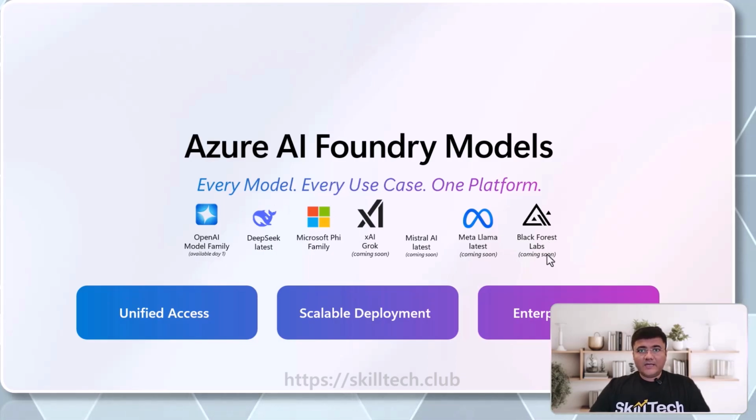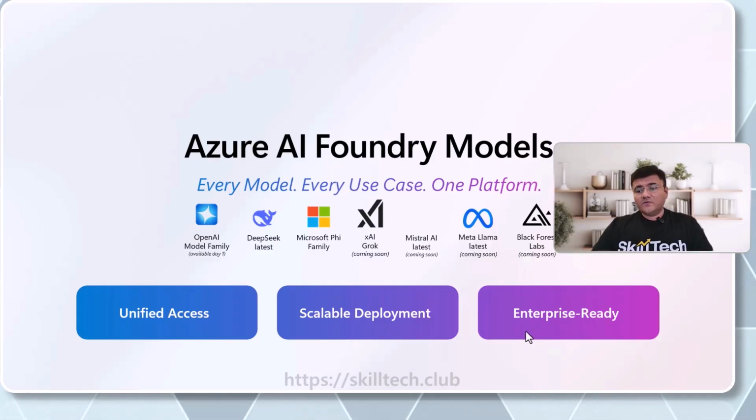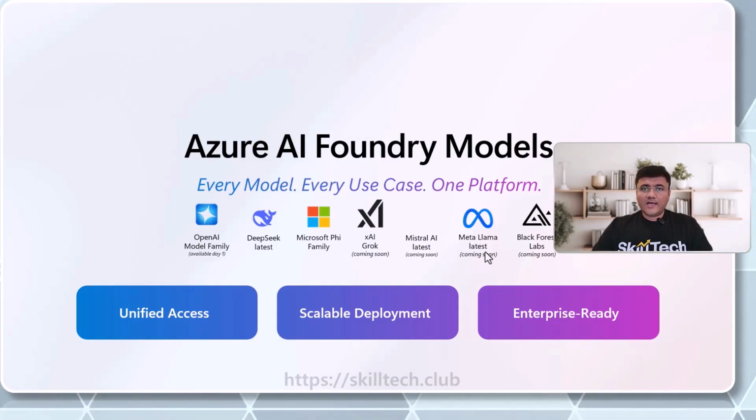And for all these 11,000 plus models which are as of now available, you are going to get unified access. You can associate it with your enterprise ID or Microsoft Entra ID. You're going to get scalable deployment where you can control what kind of limit you want to specify for a particular model so that you can control the costing associated with that. And it's driven by enterprise-level security. Whatever you do inside that is all going to be enterprise ready. That's the biggest plus point of Azure AI Foundry models.